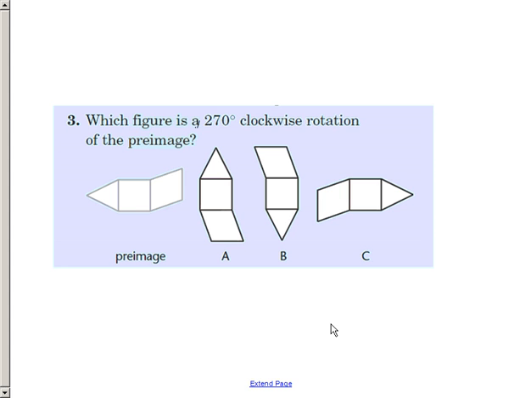And your third activity shows you a pre-image and it just asks you to identify figure A, B, or C. Which of those figures is a clockwise rotation from here 270 degrees? So clockwise, and remember, think of where it's starting, 90 degrees, 180, 270. What will it look like when it rotates?